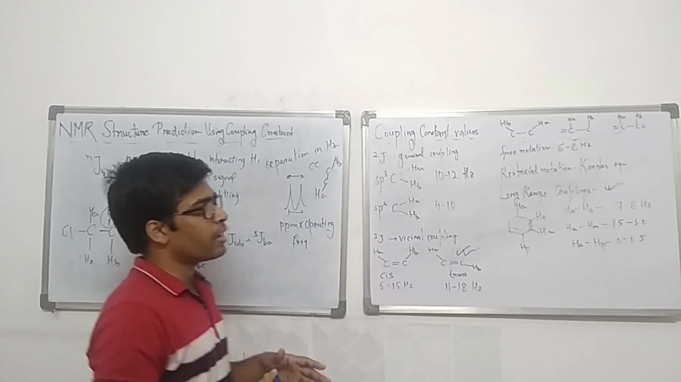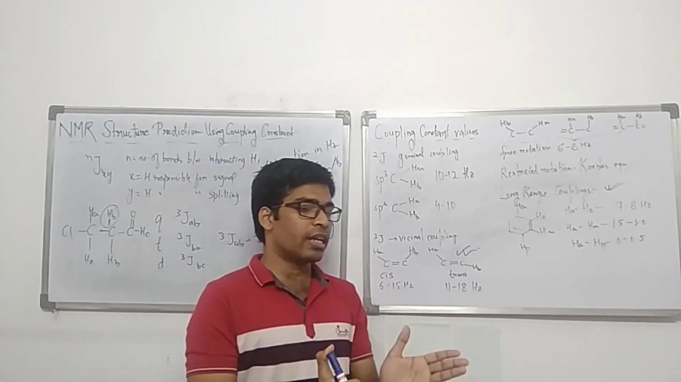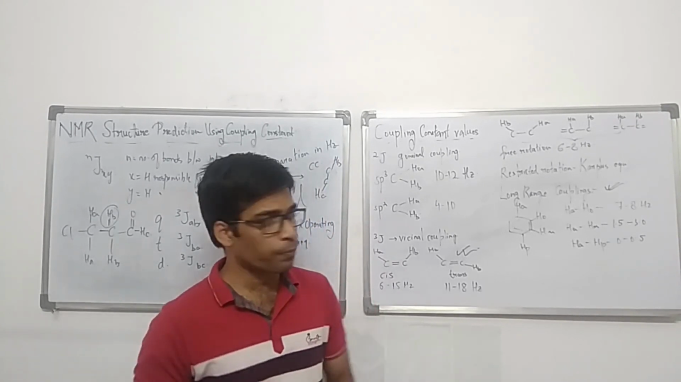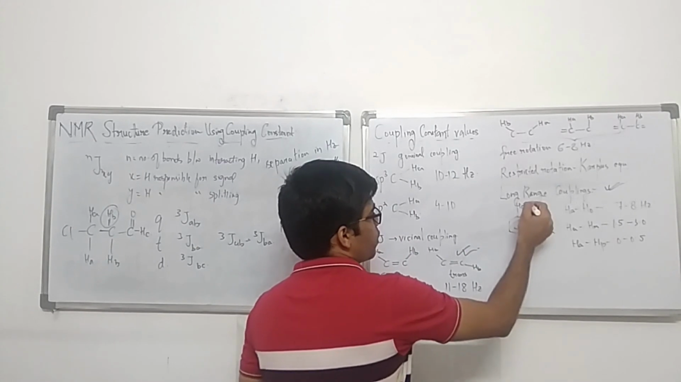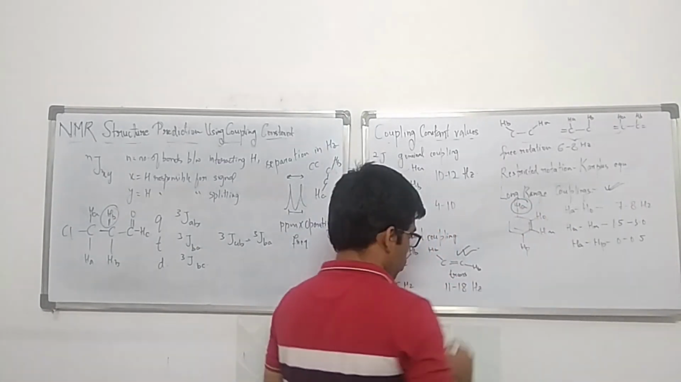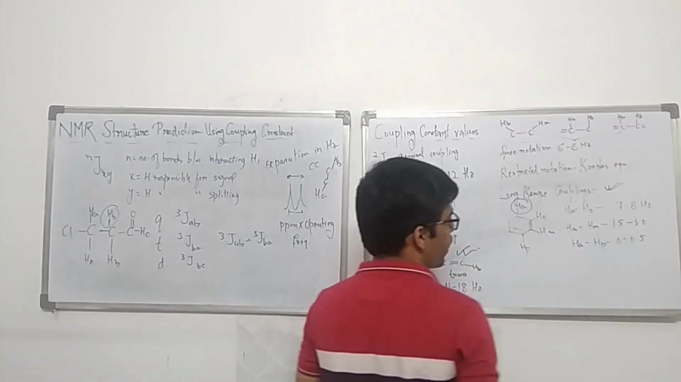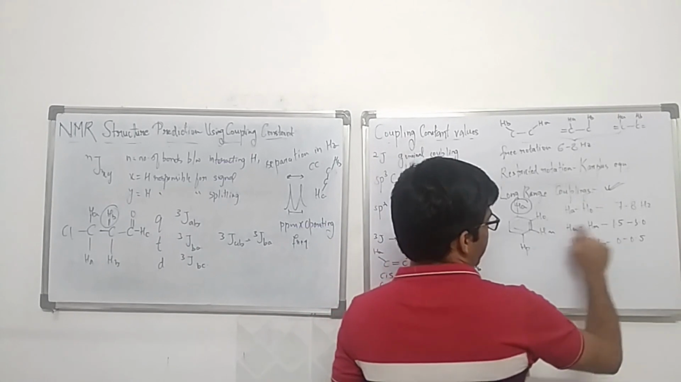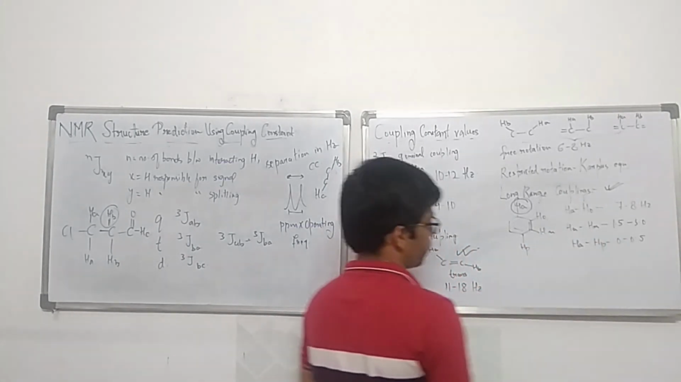Now long range coupling means when the number of bonds between the two interacting protons goes beyond 3. Let's say an aromatic system. So this is the proton whose coupling I want to see with ortho, meta and para protons. The coupling with ortho proton is in the range of 7 to 8. With meta proton it is in the range of 1.5 to 3.0, and with para it is a range of 0 to 0.5, which is what we expect.